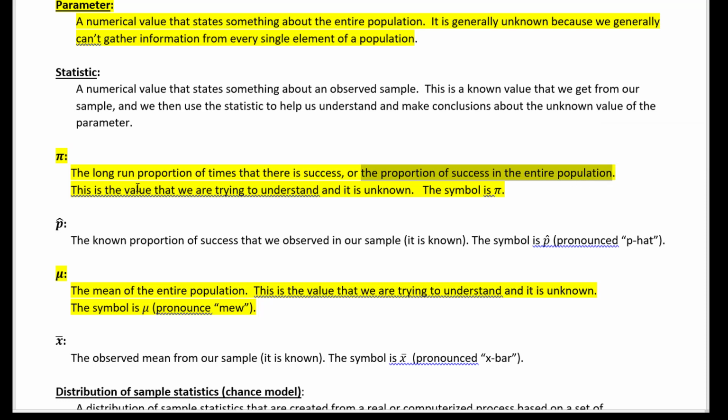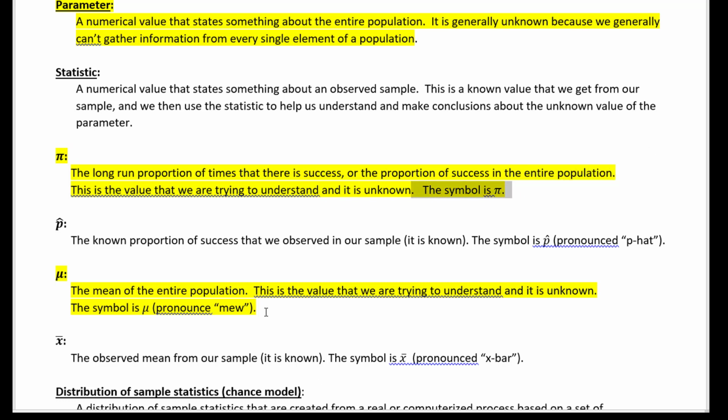So that is exactly what we were talking about in this die-rolling problem. The symbol for the parameter in this die-rolling problem is pi. It's the long-run proportion of times that we roll a 5, because rolling a 5 would be considered success. It is the proportion of times we roll a 5 if we roll the die over and over and over forever. So that's the entire population. It's a percentage, the fraction of times we see this happening. That is the pi value. This is the value that we're trying to understand. And again, it's unknown because we can't roll that die forever. But whatever that number is, it's pi.